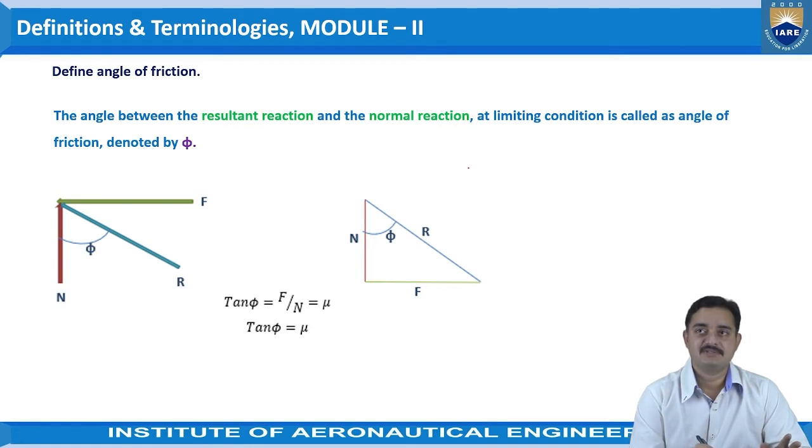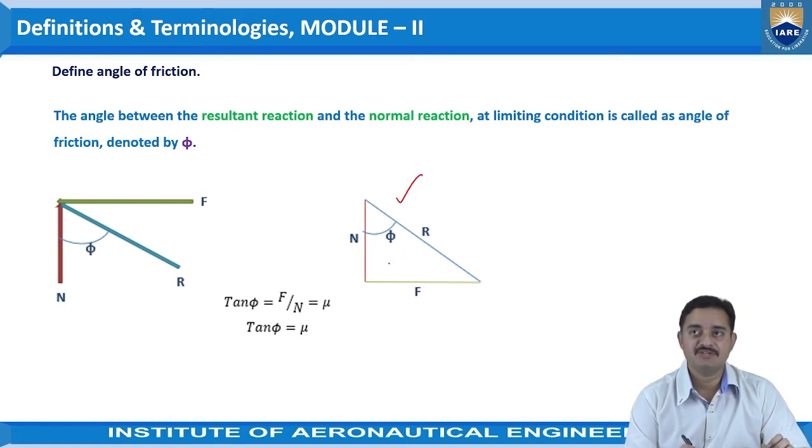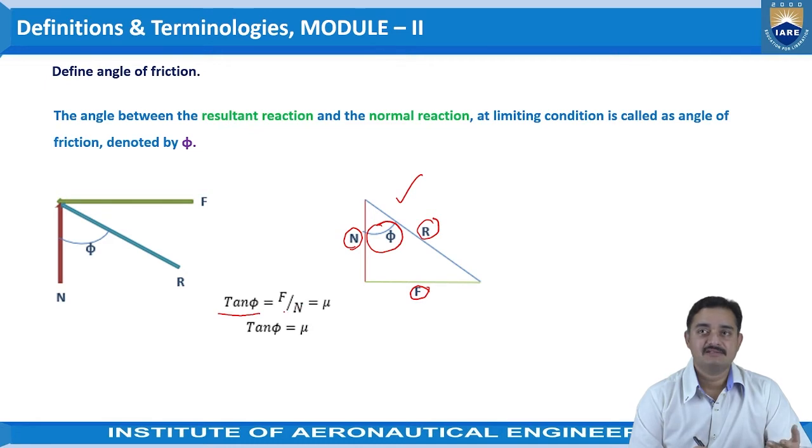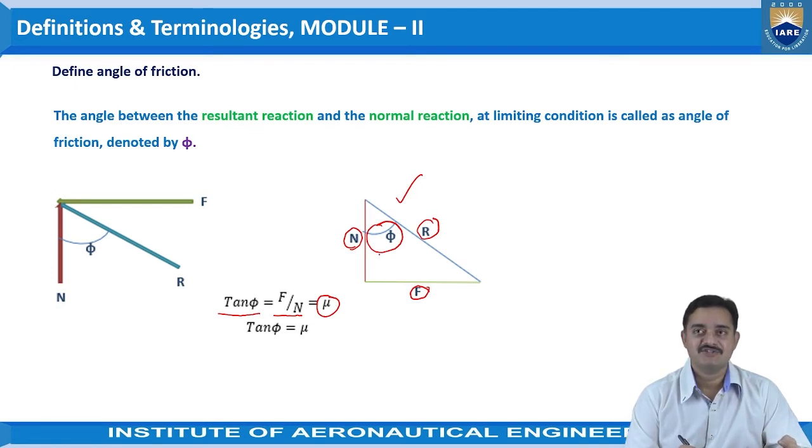If you draw a right angle triangle, as shown here, representing the normal reaction, the frictional force and the resultant reaction, the inclination between the normal reaction and the resultant reaction is called the angle of friction, and it is denoted by the Greek letter phi. Here you can observe it is given as tan phi. From the right angle triangle, if you apply the tangent, tan phi is equal to F by N, that is frictional force, opposite by adjacent, and we know that the ratio of frictional force and the normal reaction is the coefficient of friction, that is mu. Hence, tan phi can be treated as mu, the coefficient of friction.